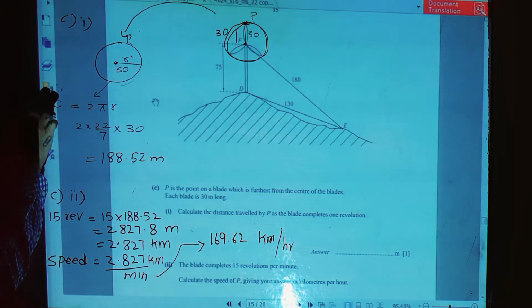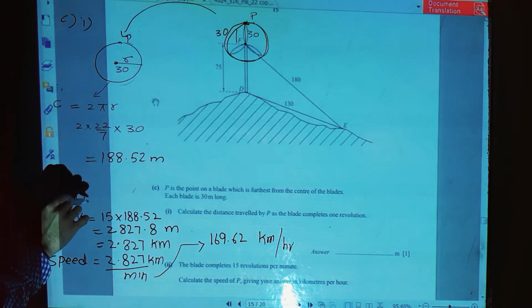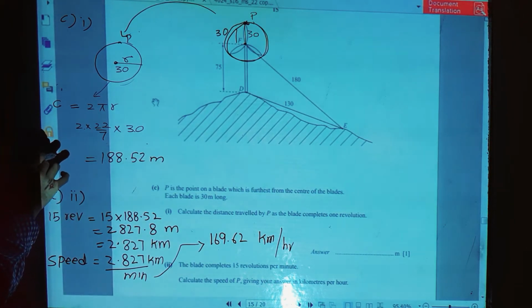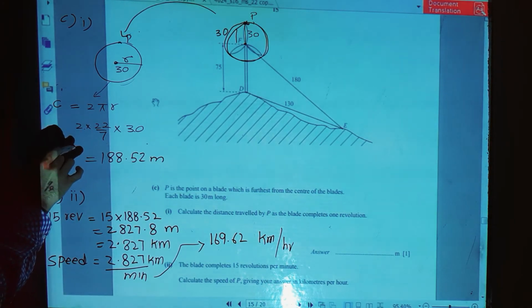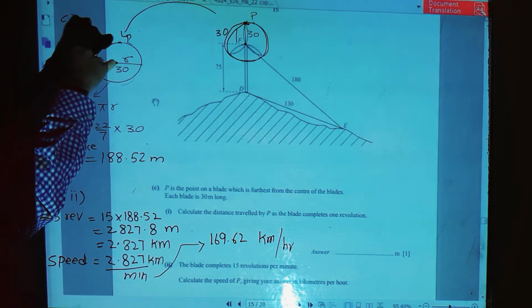This is the circumference. So you can find it: 2 pi is 22 by 7, r is 30. So 188.52 meter is the distance traveled by P in one revolution.